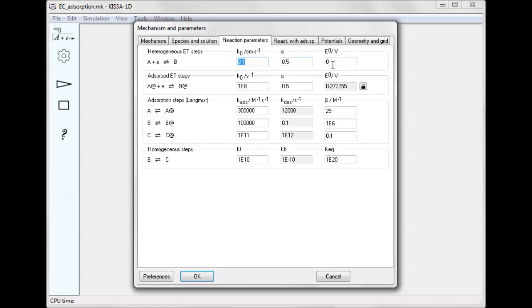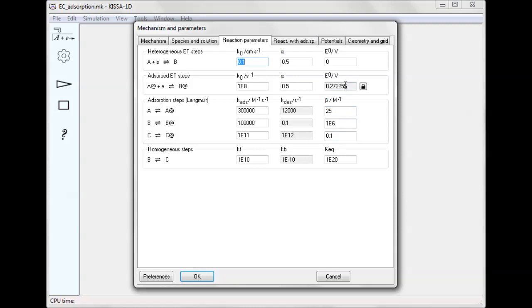Parameters of electron transfer steps are as usual for the Butler-Volmer formulation. Adsorption steps are characterized by the adsorption and desorption rate constants, or by the adsorption rate constant and equilibrium constant beta. At equilibrium, adsorption-desorption follows the Langmuir isotherm.